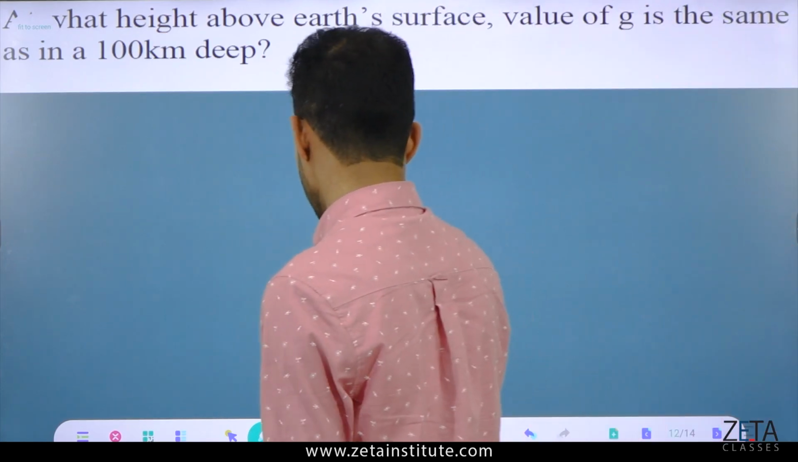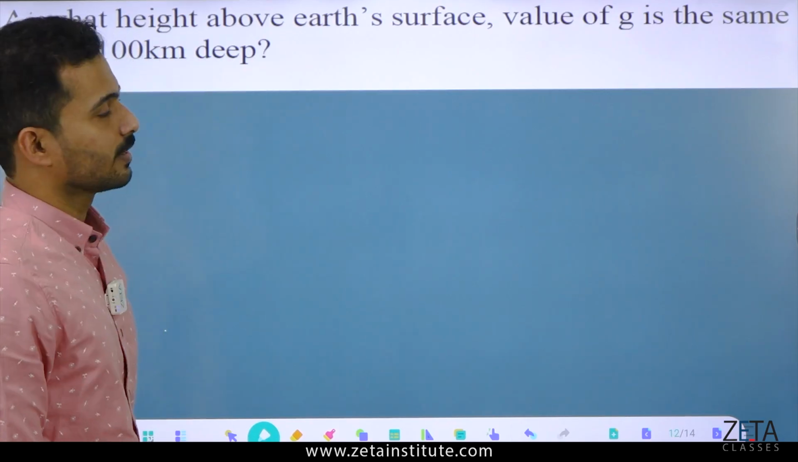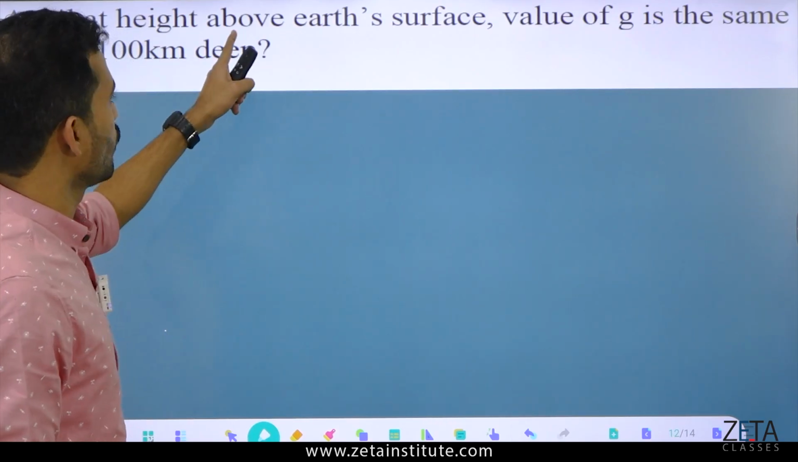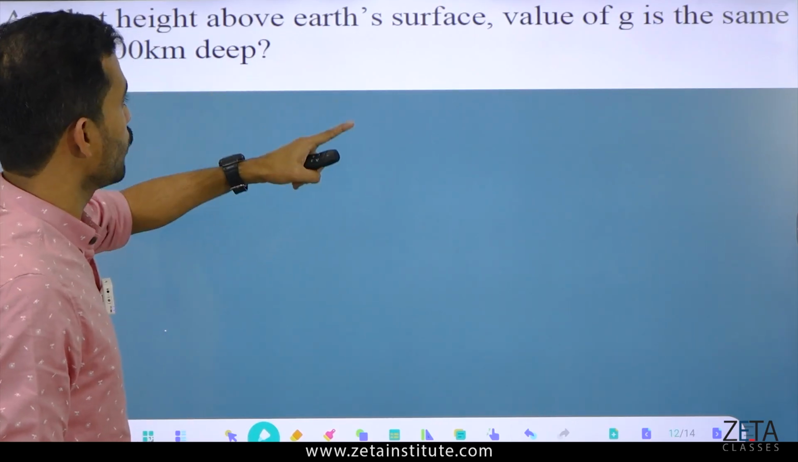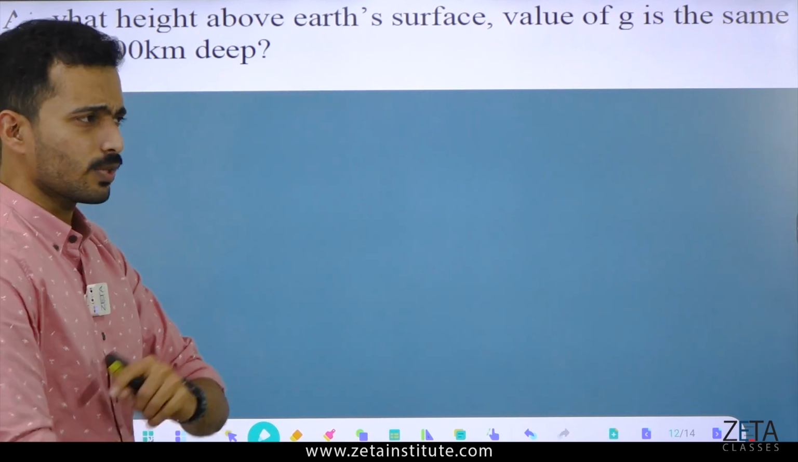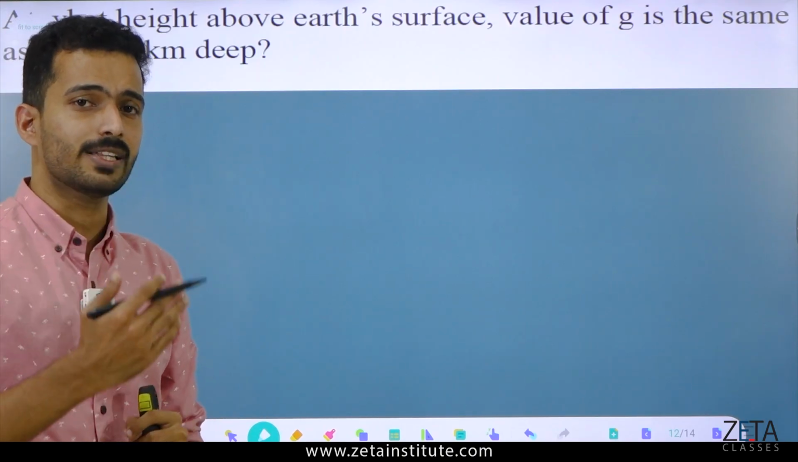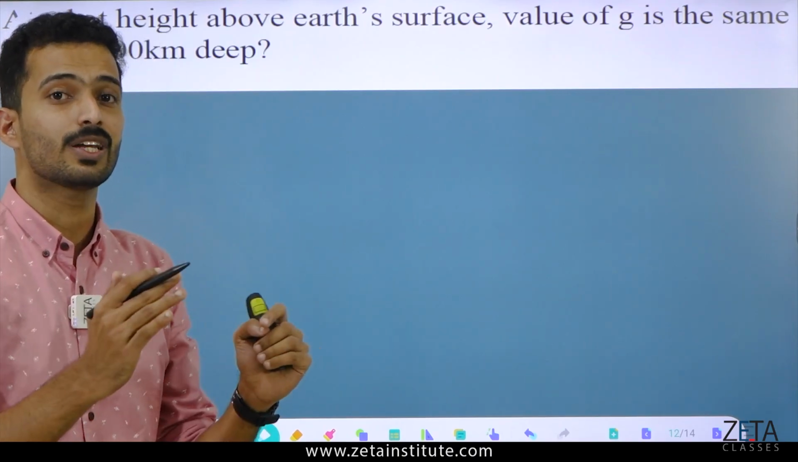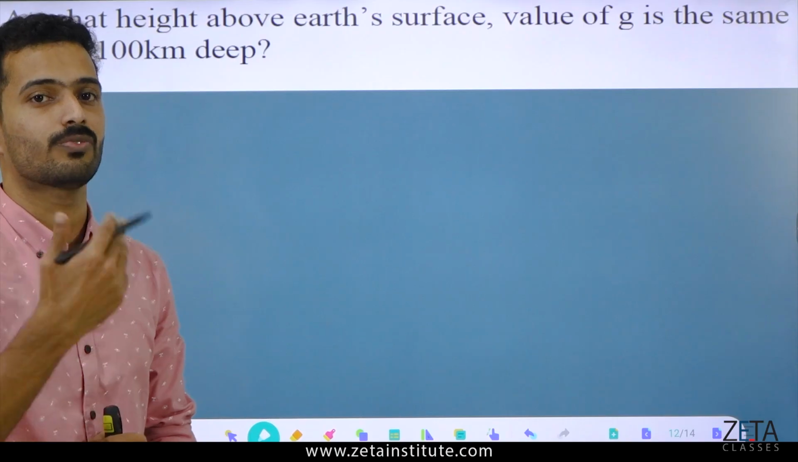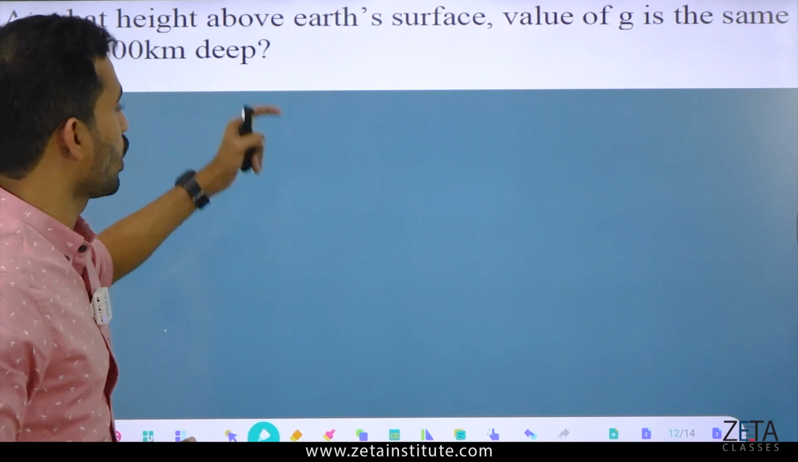So the question is, you have to find the height at which the value of g is the same as at a depth of 100 kilometers. So let us compare the value of acceleration due to gravity at a height h and at a depth d. You have to make them equal because you have to find that value. Here it is 100 kilometer deep.